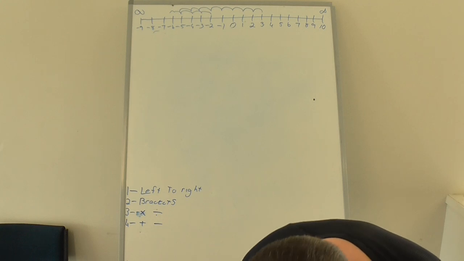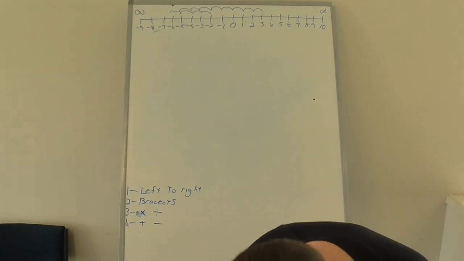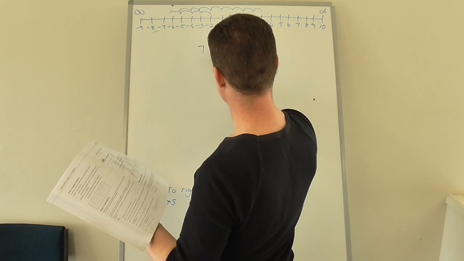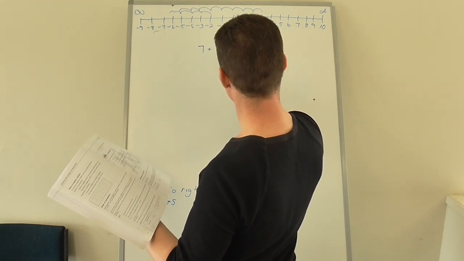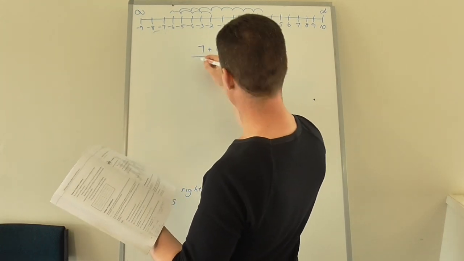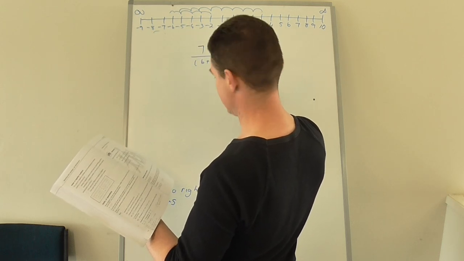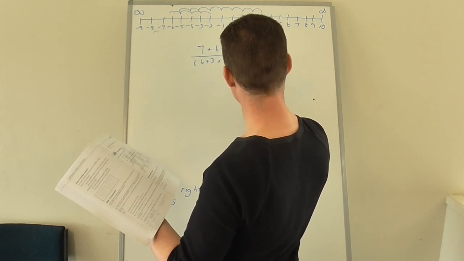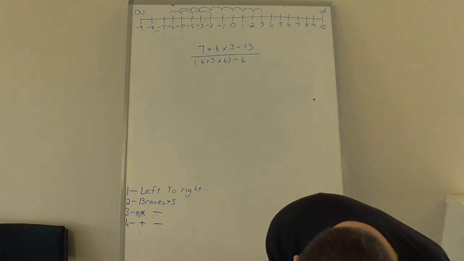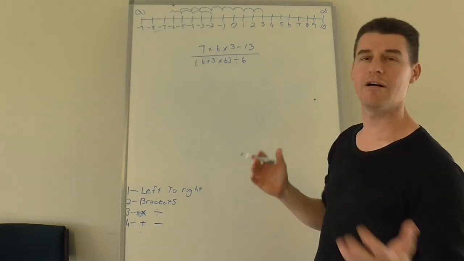All right, but now it says here, what do you do if you've got a divide line? Okay, so let's do this. It's got an example here: 7 plus 6 times 3 minus 13, divided by 6 plus 3 times 6 divided by 6. Oh my goodness, now that looks even worse. Am I right? That looks very bad, but it's simple. Once again, what would Carlo do?